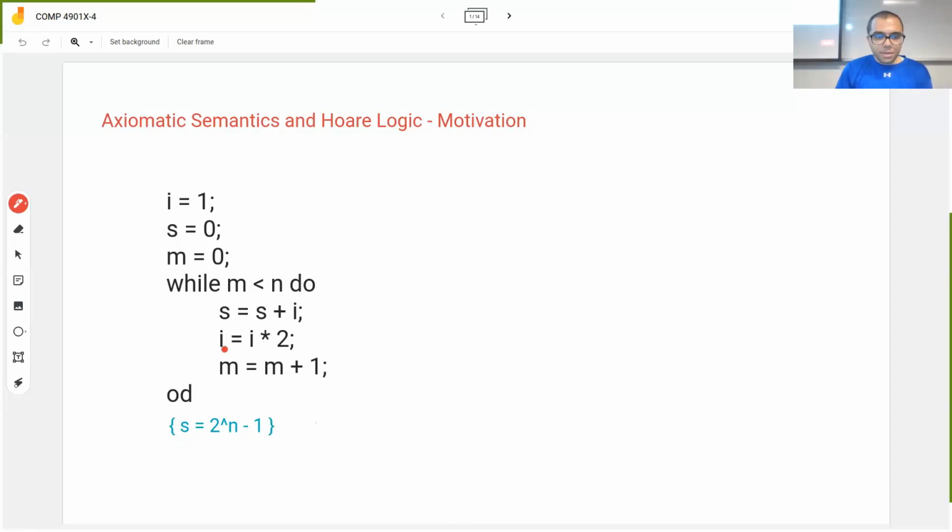So now if you look at this simple program, it's basically summing up powers of 2. And I just want to say that if I sum up a bunch of powers of 2, I get the next power of 2 minus 1. Okay. So suppose that I want to prove something like this. How can I do that? That's the idea behind Hoare logic.